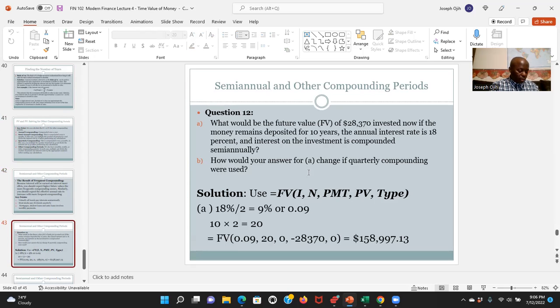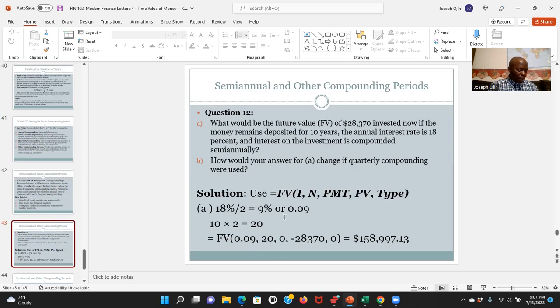Sorry, 18%. Now, because it is compounded semi-annually, you have to divide 18% by 2. That gives you 9%. Next is the number of periods. It says 10 years. Because it is compounded semi-annually, you must multiply 10 by 2. That gives you 20. There are 20 compoundments during that period.